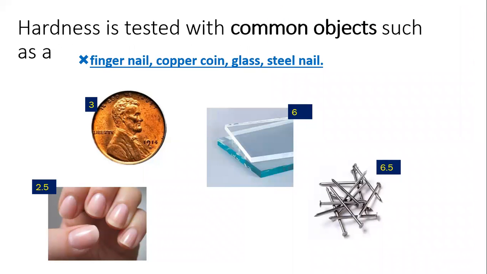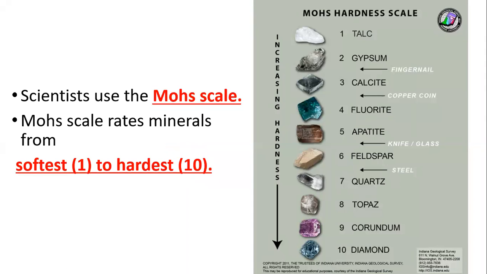So hardness is tested with common objects. We use common objects to test the hardness of minerals. For example, we can use our fingernails. Fingernails can scratch up to 2.5. The hardness of fingernails is 2.5. So if we go back to the scale, you'll find that fingernails are between gypsum and calcite. That means they can scratch both gypsum and talc.